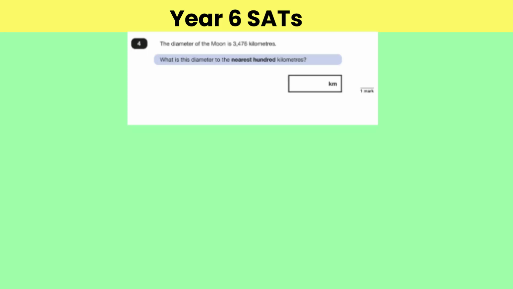Question 4. The diameter of the moon is 3,476 kilometres. What is this diameter to the nearest 100 kilometres? We might be forgiven for automatically thinking this is a circle question because we've got the word diameter in it, but actually it's to do with rounding. So we're rounding 3,476, I'm just going to write it big, to the nearest 100 kilometres.